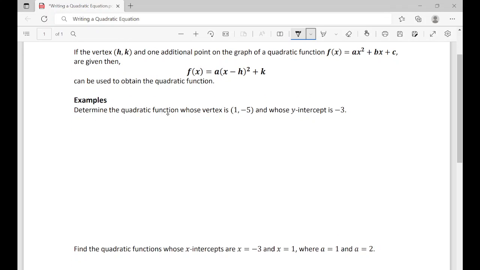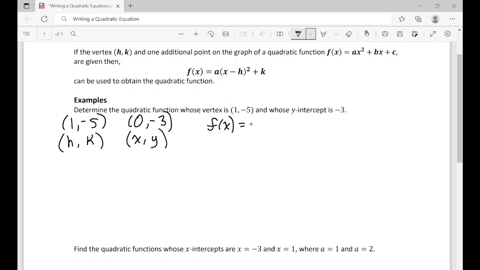So we're going to determine the quadratic function whose vertex is (1, −5) and whose y-intercept is −3. We know that (1, −5) is your h and k, and that the y-intercept of −3 is just the point (0, −3). This is your x and y value. Since we have a point and a vertex, we can use this equation form: f(x) = a(x − h)² + k.